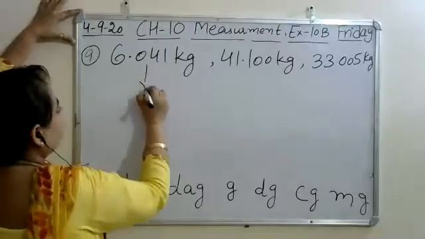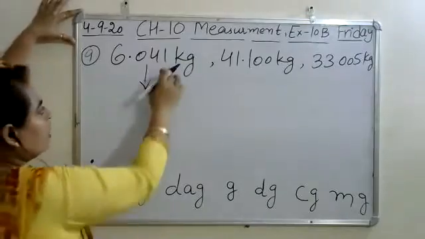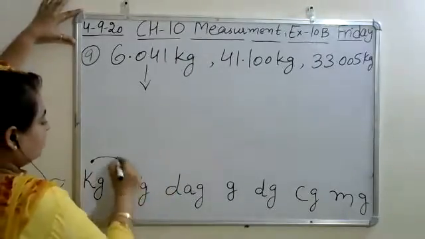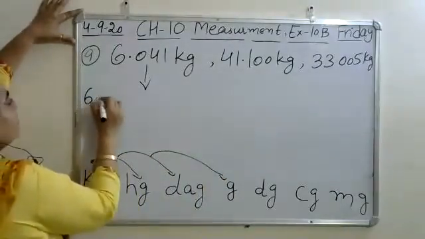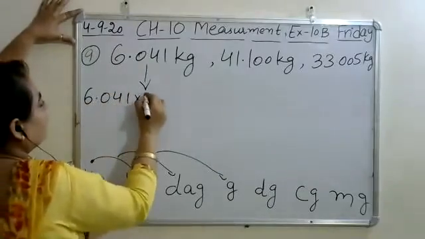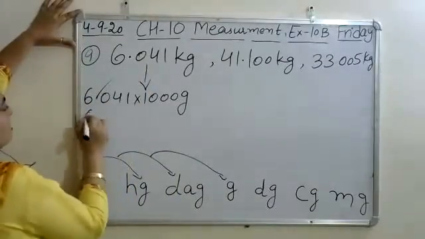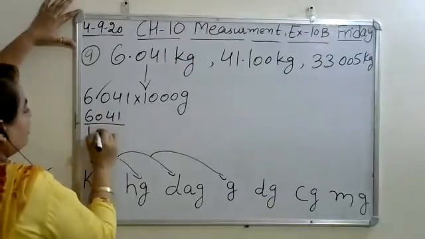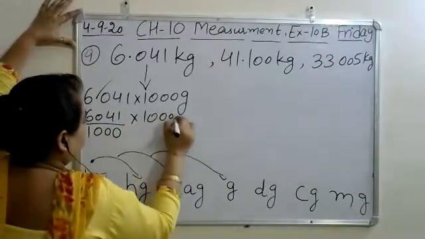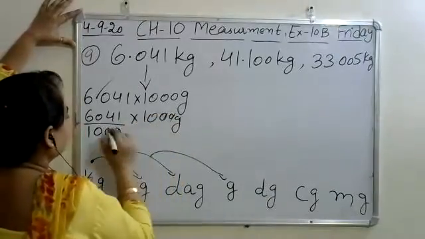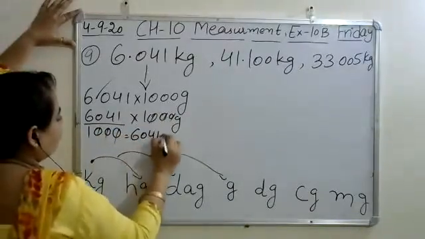Let's start from here. This is kilogram. It means here the question is to convert this to gram. 1, 2, 3. 3 jumps. So we will write 6.041 multiplied by 1000 gram. So remove the decimal. 6041 upon 1000 multiplied by 1000 gram. Cancellation. And we will write here 6041 gram.